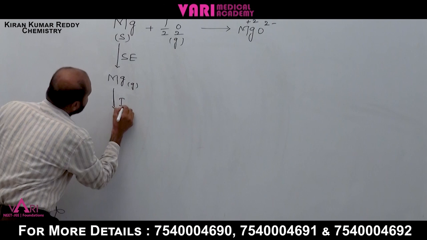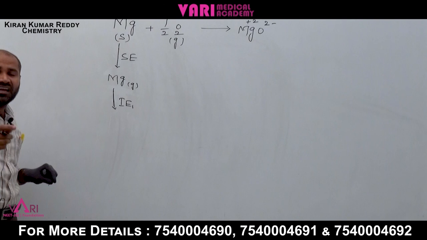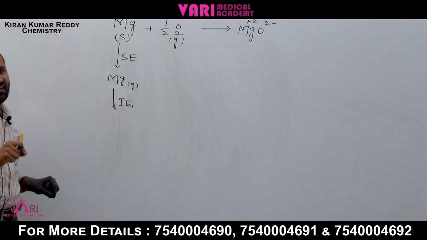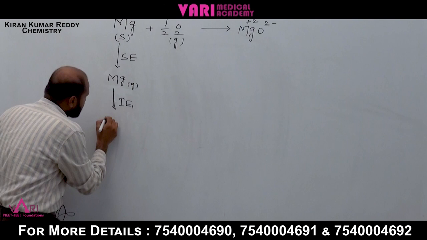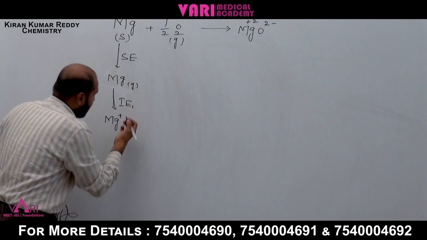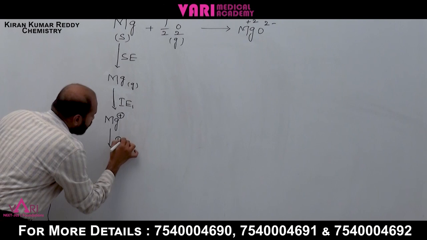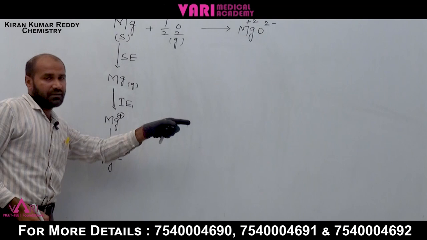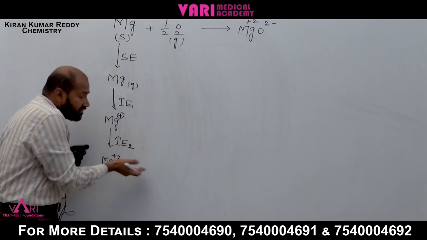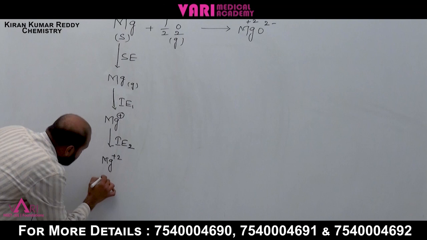What is ionization energy? The amount of energy required to remove the electron of the valence shell of an isolated neutral gaseous atom. We can discuss in periodicity in depth what ionization energy is. Now first ionization energy means I remove one electron, Mg plus. Next is IE2, second ionization energy, and Mg plus 2. Why Mg plus 2? In first ionization energy, one electron is removed, that is IE1, and next IE2 means we provide the second ionization energy and remove the second electron. Now this is the gaseous state.